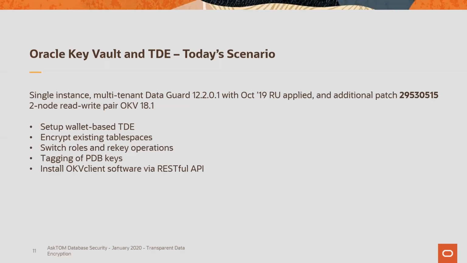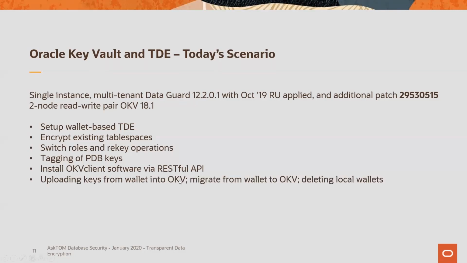They want to see, hey, look, Rich, Peter, I have 800 databases with TDE. I don't want to do each of these individually. So Peter's going to help you with that: uploading those keys and migrating into OKV, and then getting that wallet file off the operating system. And then again, rekeying and switching roles in Data Guard.